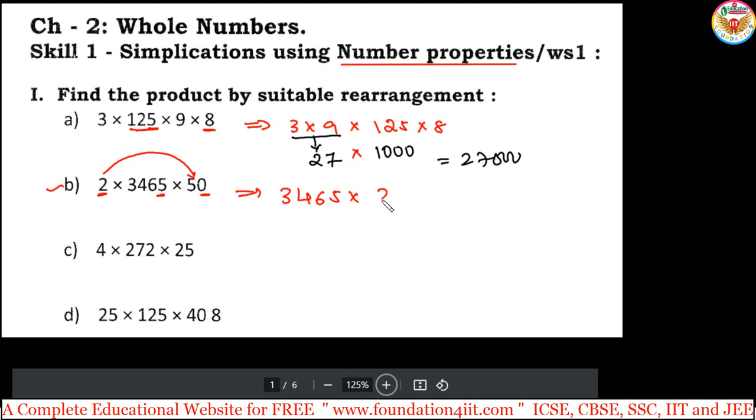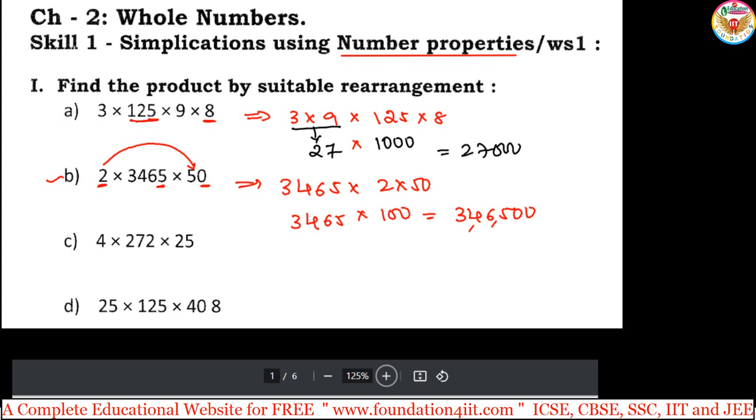3465 multiplied with 2 times 50. 2 times 50 is 100. 3465 into 100, so 3465, just keep two zeros. That is 3,46,500. Right? Just rearrangement based on that.